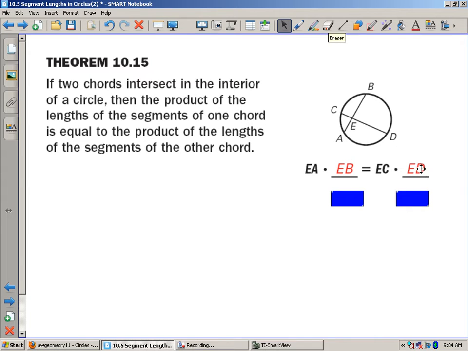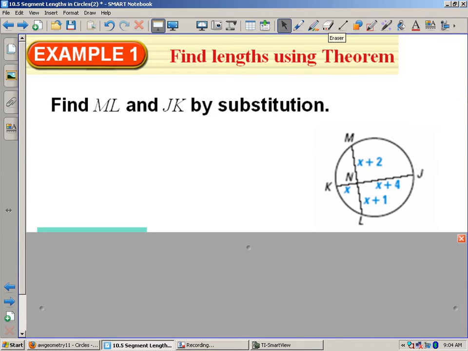So let's solve this problem. We want to find out what ML and JK are, and you'll notice that the two segments are intersecting, so we're going to have to multiply these together. So if we take the two inner segments, x plus 2 times x plus 1, the two smaller segments, that will equal x times x plus 4. So now you can see where the FOIL or the box method will come in handy. And I'm actually going to do the box method for the first part right here.